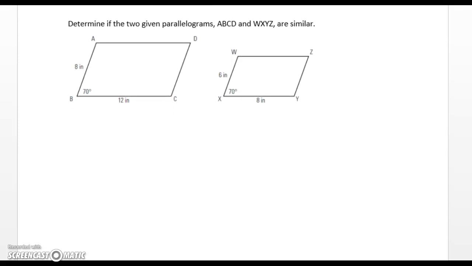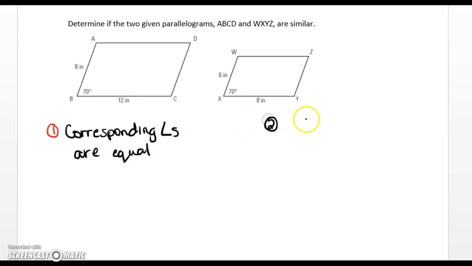So here we're going to determine if the two parallelograms, ABCD and WXYZ, are similar. So as I literally just said, in order for two objects or two figures to be similar, number 1, corresponding angles must be equal. And number 2, the sides must be proportionate.